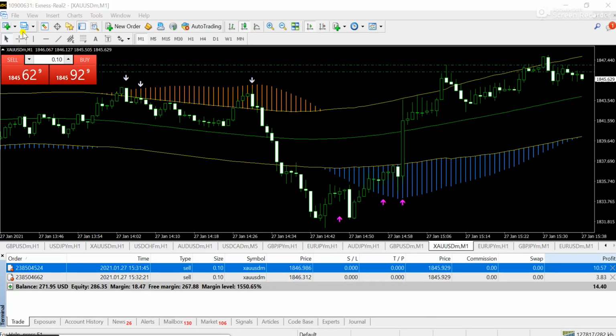So guys, I'm using these indicators. These are testing right now. Today I'm testing on a real account as well, so you can see the profits on the screen.